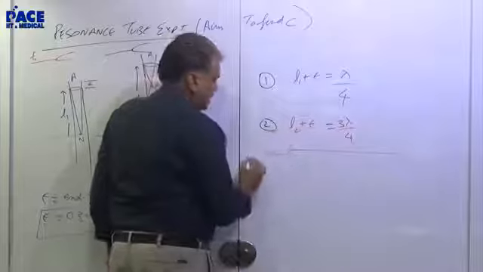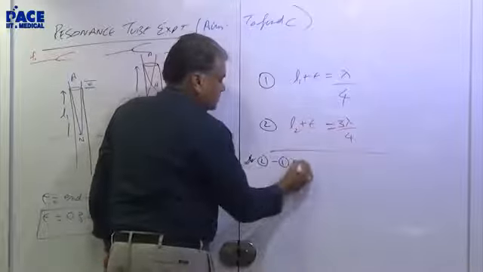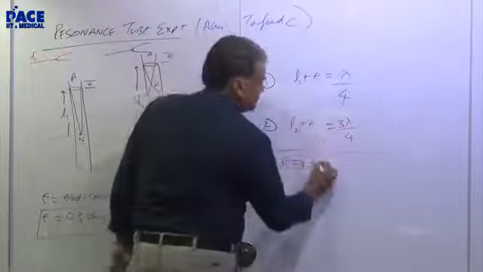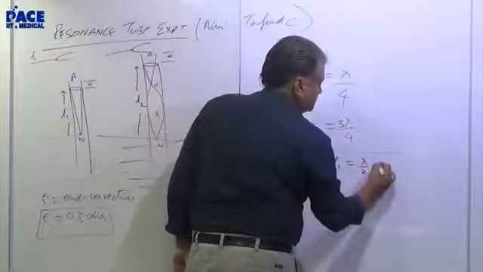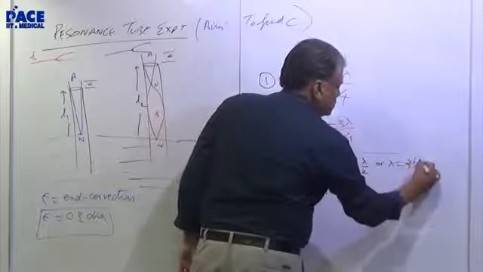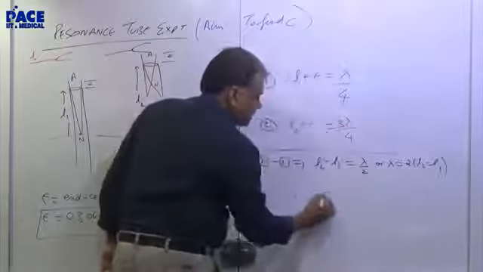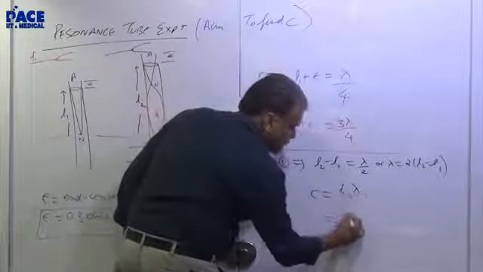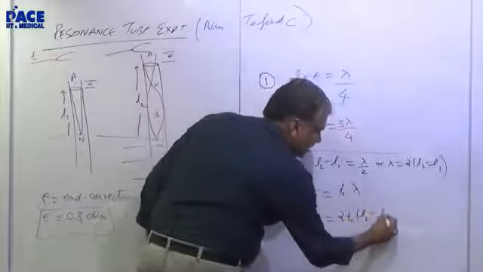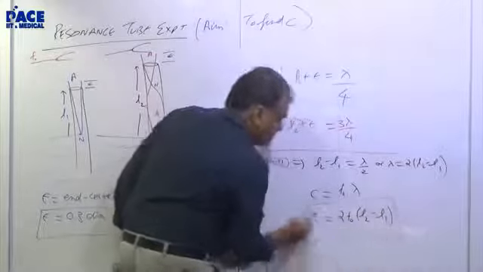Do 2 minus 1. What is it that you get? This minus this is L2 minus L1, is equal to lambda by 2. Or lambda is equal to 2 times (L2 minus L1). So what is the speed of sound? Which is F naught times lambda. So this is 2 F naught (L2 minus L1). That is the speed of sound.